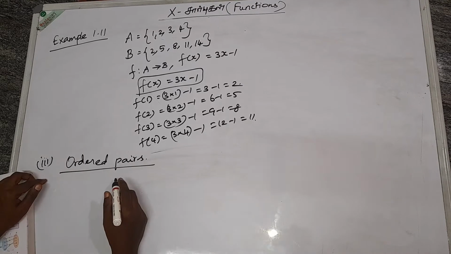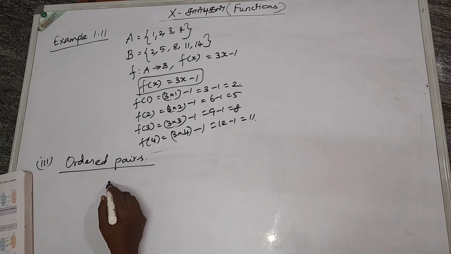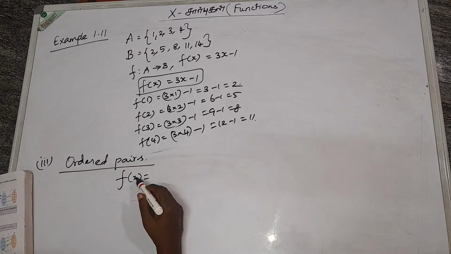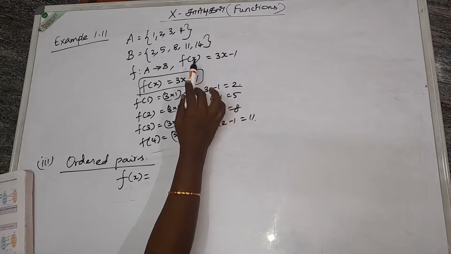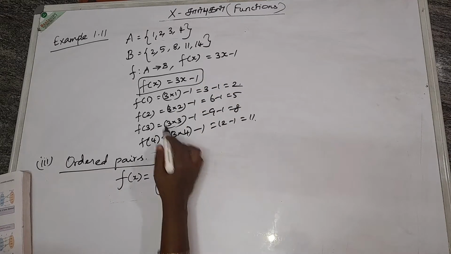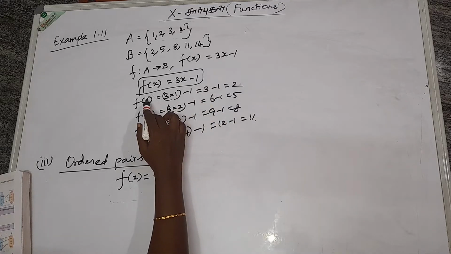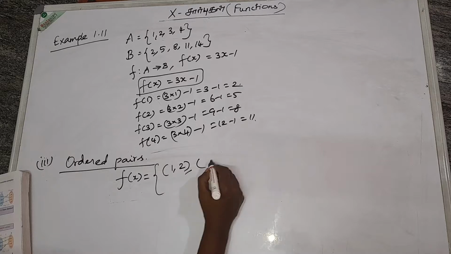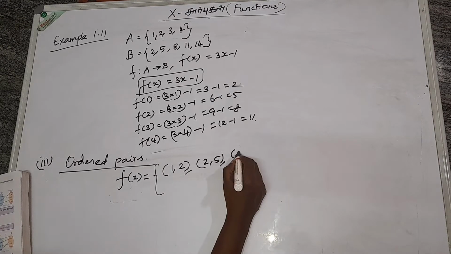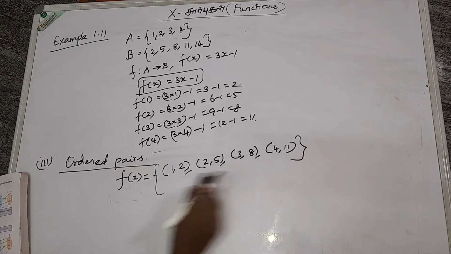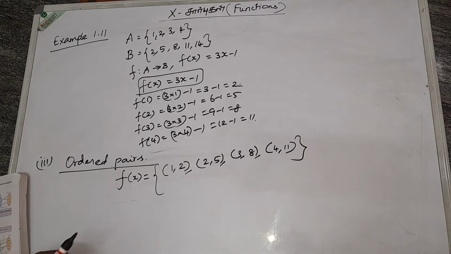The third one is set of ordered pairs. How to write the ordered pairs? Here f of x equal to, because we can write f equal to or f of x equal to, because the function is in x using that variable x. So we can write f of x is equal to, you have to write the ordered pair. 1 is, image of 1 is 2, so you can write 1 is related to 2, that is 1 comma 2. 2 is related to 5, 2 comma 5. 3 is related to 8. 4 is related to 11. This is the ordered pairs. We can represent the function in this way also.